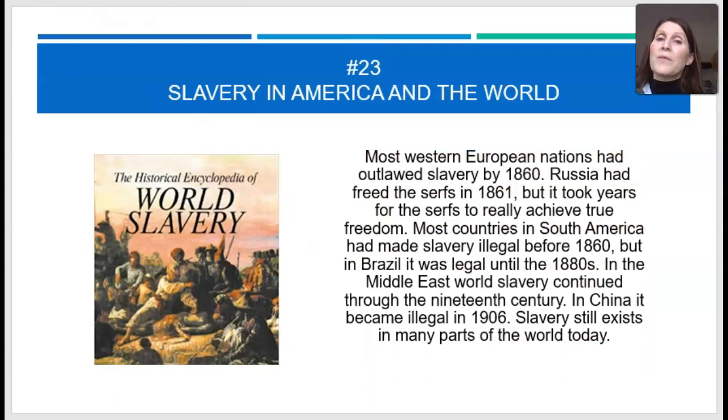Number 23, slavery in America and the world. Most European nations had outlawed slavery by 1860. Russia had freed the serfs in 1861, but it took years for the serfs to really achieve true freedom. Most countries in South America had made slavery illegal before 1860, but in Brazil it was legal until the 1880s. In the Middle East, slavery continued through the 19th century. In China, it became illegal in 1906. Slavery still exists in many parts of the world today.